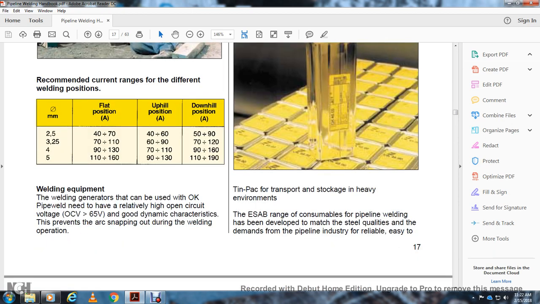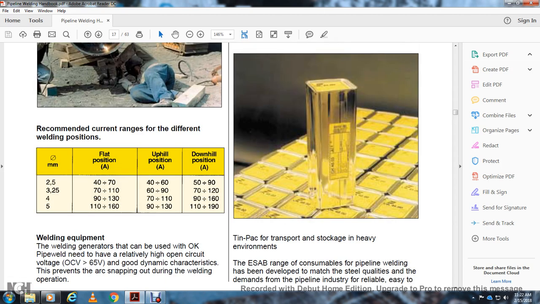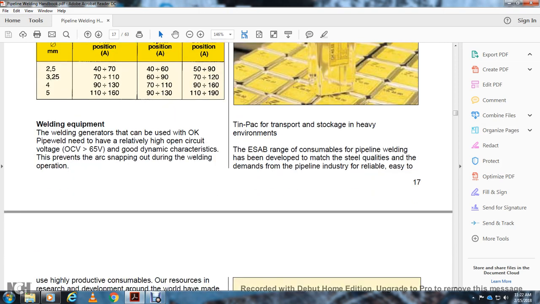Welding equipment. The welding generators that can be used with the OK pipe weld have a relatively high open voltage with a good dynamic character that prevents the arc snapping out during the welding operation. The tin pack is designed for transportation, storage and stockage in heavy environments. The ESAB range of consumables for pipeline welding has been developed to match the steel quality with the demands of the pipeline industry. Reliability is easy to use.